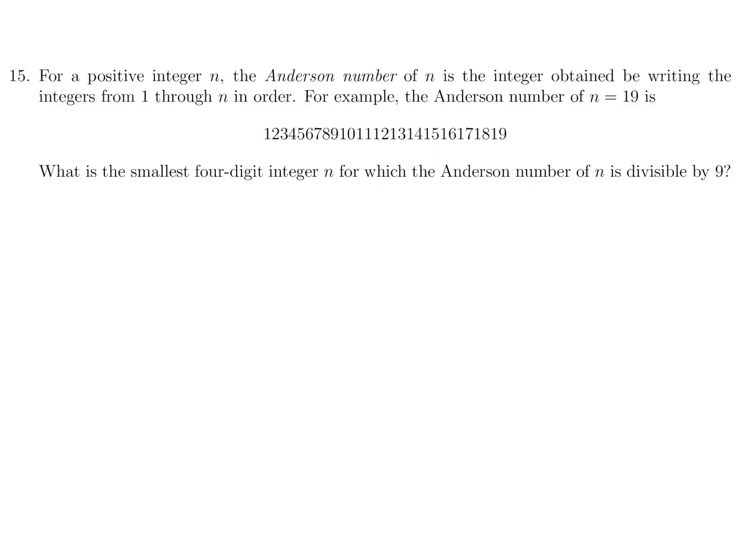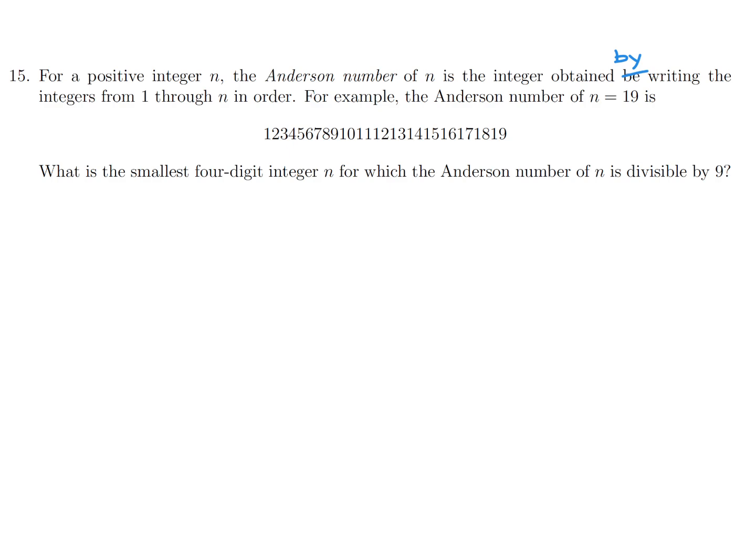For positive integer n, the Anderson number of n is the integer obtained by writing the integers from 1 through n in order. For example, the Anderson number of 19 is as follows. What is the smallest 4-digit integer n for which the Anderson number of n is divisible by 9?